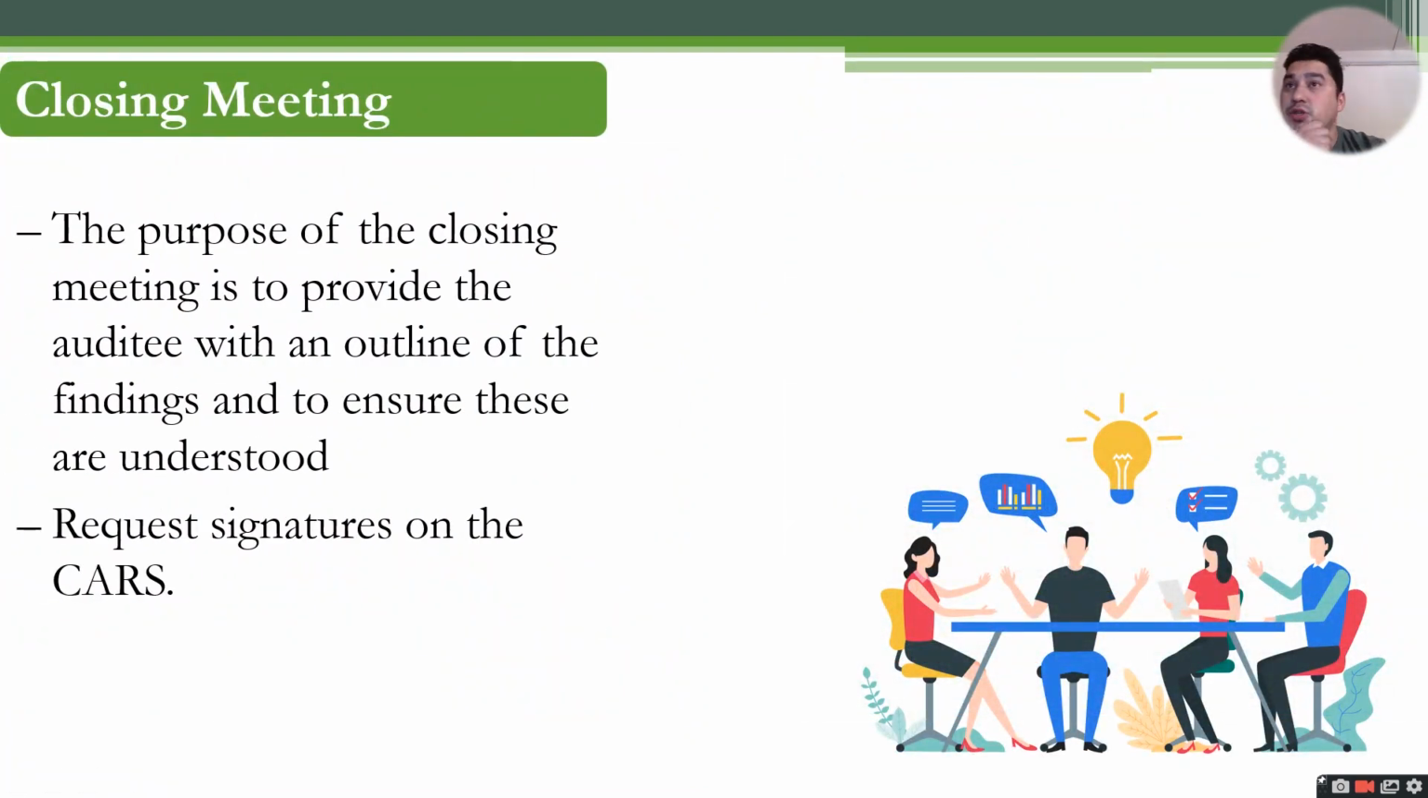Now, closing meeting. Once you have done all these things, you are done with the audit. Now you have to do the closing meeting. The purpose of the closing meeting is to provide the auditee with an outline of the findings and to ensure these are understood, requesting signatures on the corrective action forms. During the closing meeting, you will explain everything you have done through the audit, what the findings are, good findings, negative findings, opportunities for improvement, NCRs, all these things you will discuss. And you have to make sure that the auditees agree with these findings. If they do not agree, you have to discuss the reason with them.